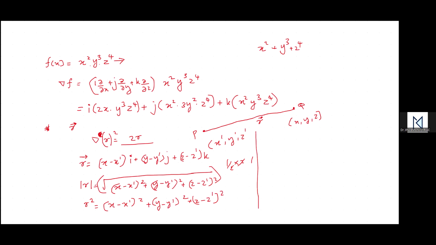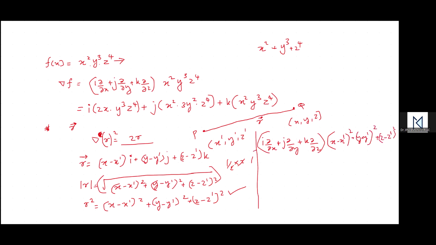So del of R square is equal to, here we find out the value of R square. So i into dou by dou x plus j into dou by dou y plus k into dou by dou z into R square. That means x minus x prime whole square plus y minus y prime whole square plus z minus z prime whole square.